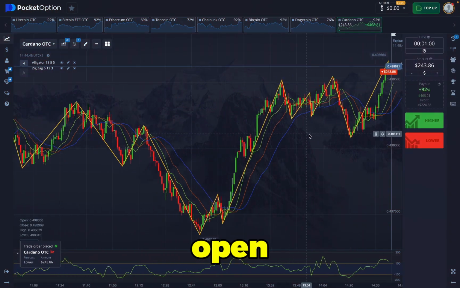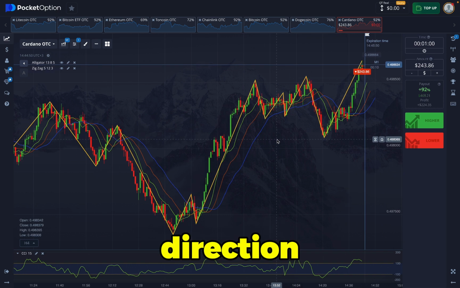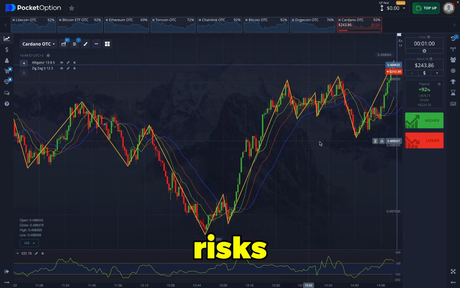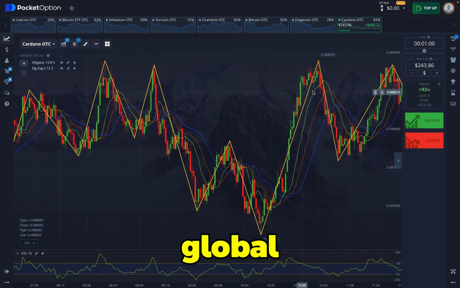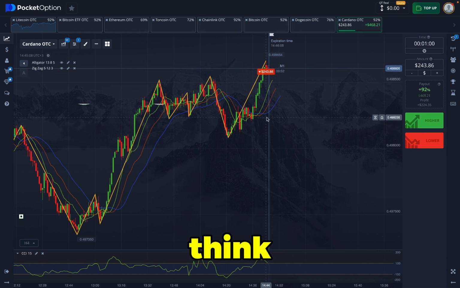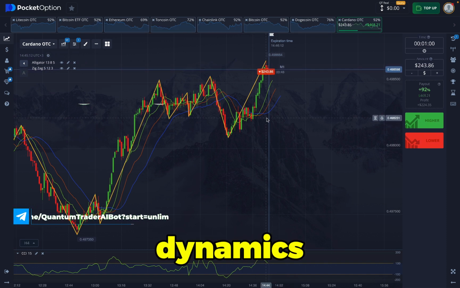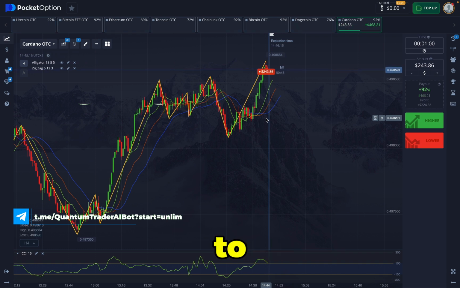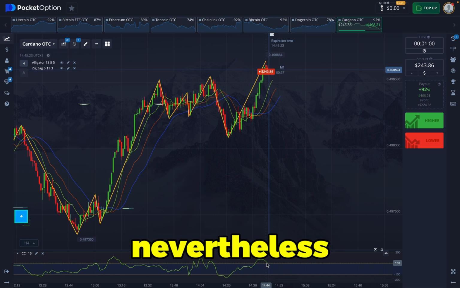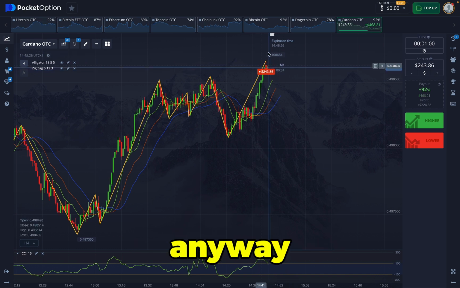And let's try to open a short trade here against the direction of the dynamics. It's quite a risky trade, but I prefer to always take risks rather than regret it later. A new global maximum is forming here, and I'm not betting that there will be a trend change, but I think that a 100% pullback of the dynamics should occur here since the moving average to the line on my oscillators is now coming out of the overbought area, but nevertheless, the maximum is forming anyway.